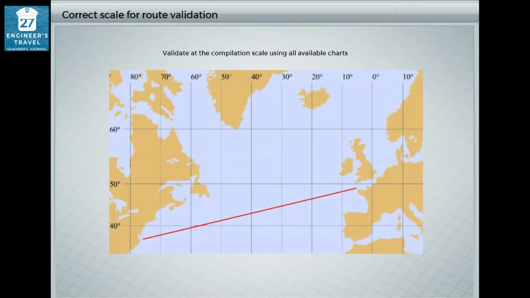When validating a route, it is essential to have sufficient charts at all scales. This enables the ECDIS to see all of the possible charted objects along the route and check them for danger. A single chart, as illustrated, at a small scale, is of little use for a proper route validation, as it does not have many charted objects.